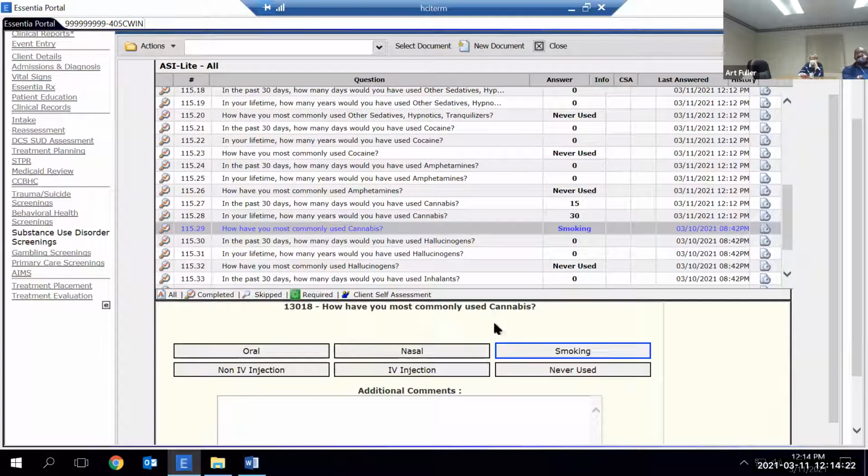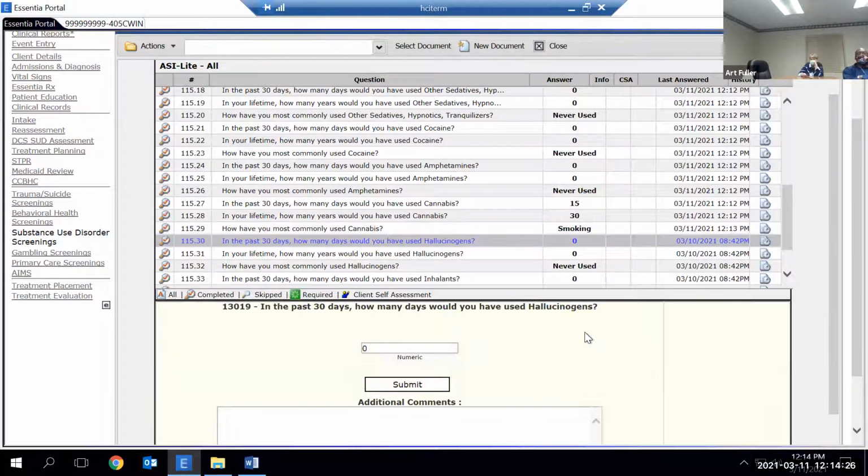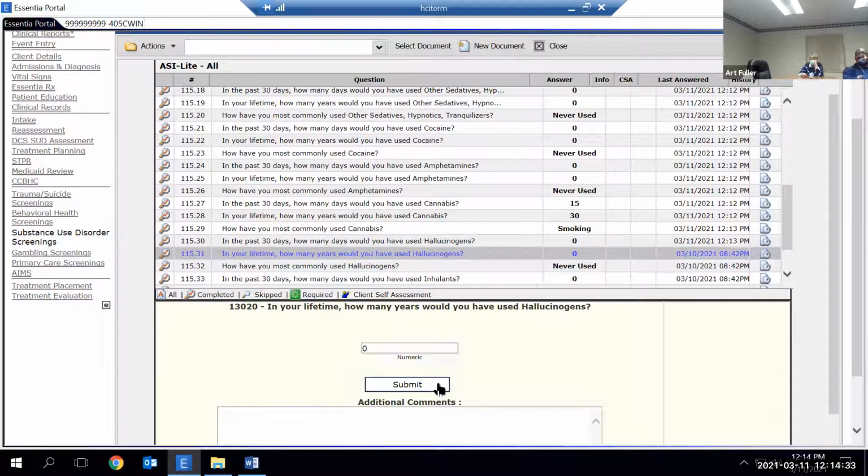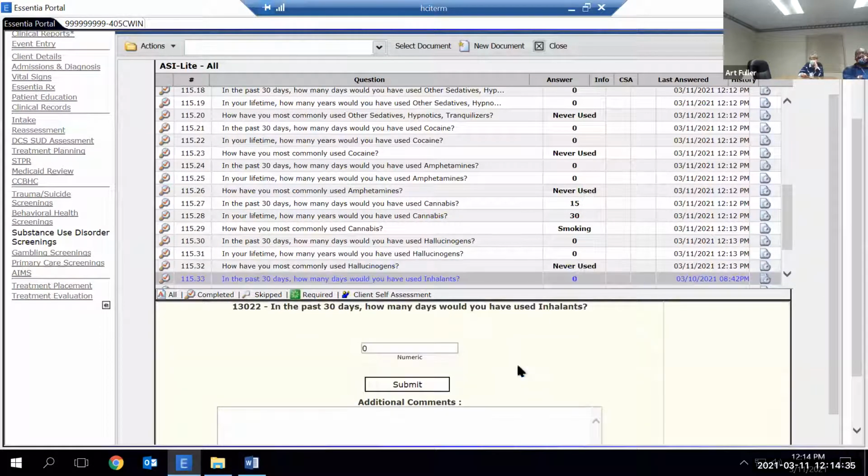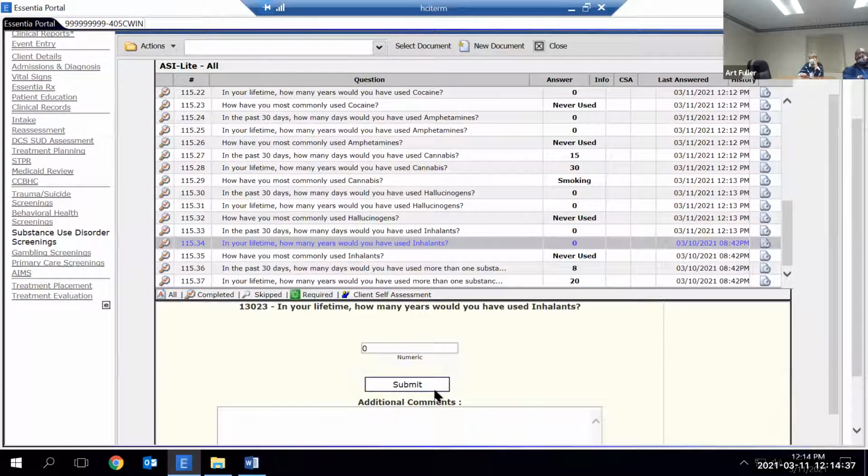How have you most commonly used cannabis? Again, typically it's smoking. And then in the past 30 days, how many days would you have used hallucinogens? He says 0. And then inhalants, he doesn't use.